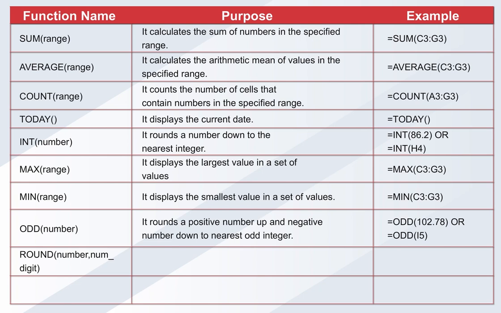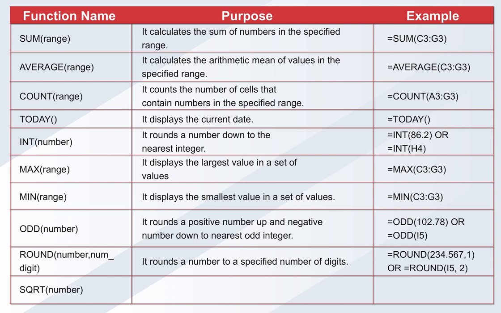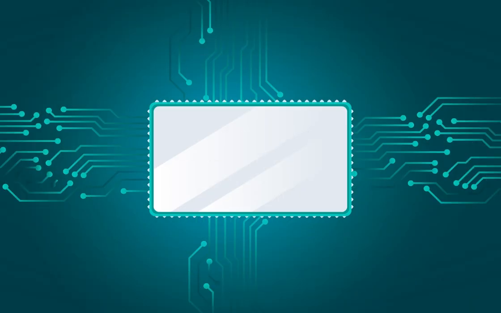ROUND, number, comma, num_digits. It rounds a number to a specified number of digits. Equals to ROUND(234.567, 1) or equals to ROUND(I5, 2). SQRT, number. It returns the square root of the given number. Equals to SQRT(16) or equals to SQRT(E7).